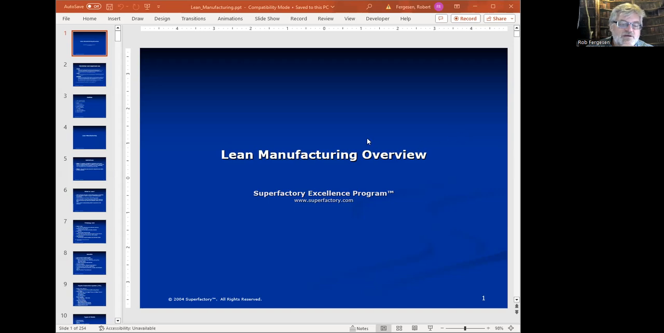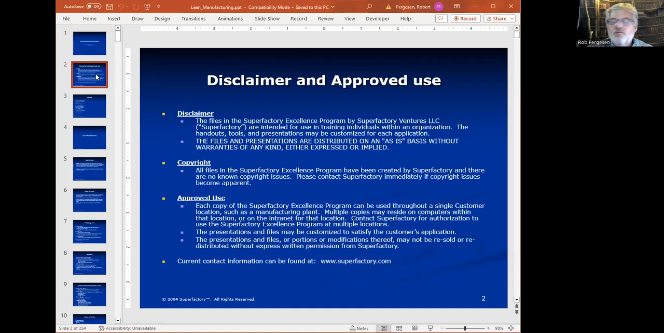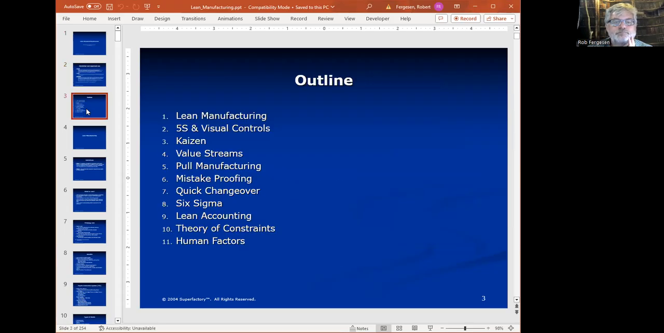This particular presentation was developed by a company called Superfactory, who provided this for free online. And at the beginning of the presentation, there's a whole disclaimer, making sure you know that this isn't meant to be perfect and is provided as is, and you're allowed to use it. There's no copyright on it. This particular presentation covers lean in 11 steps.